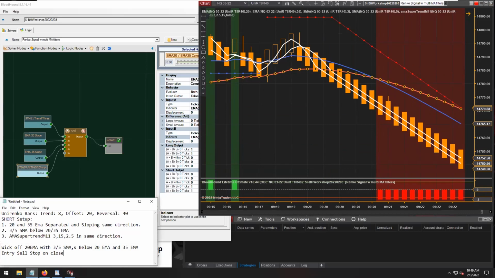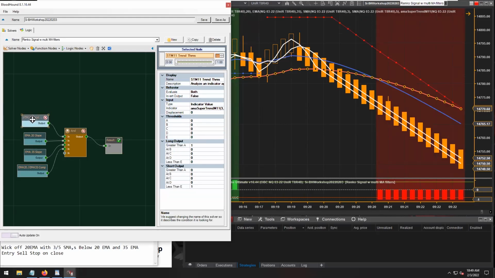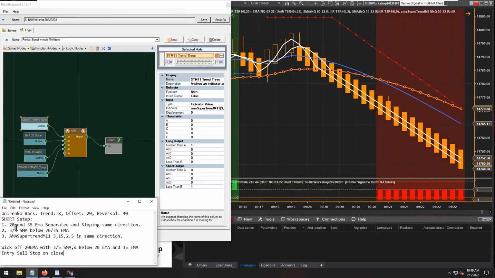Let's see here. All right, so we did rule number 3 first, right? Rule number 3 there is the super trend. We did that one first, so that's the solver on the top. And then rule number 1, we did second. So that's the two EMAs sloping in the same direction. And also we included, right, the direction or the location of the two EMAs. So we need the 20.